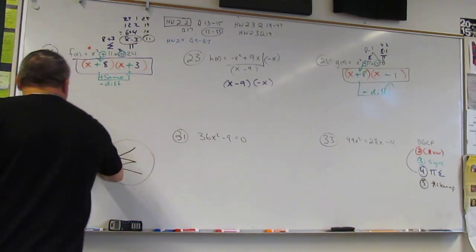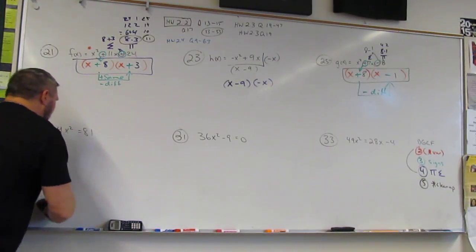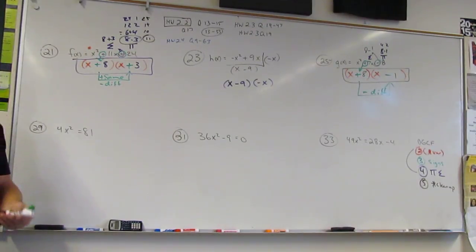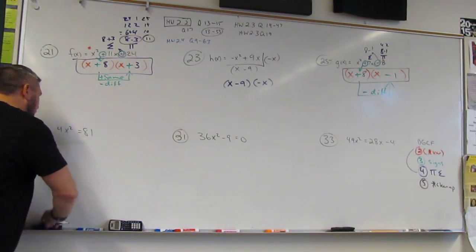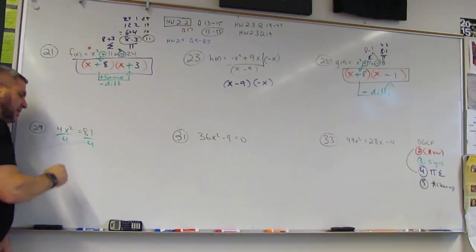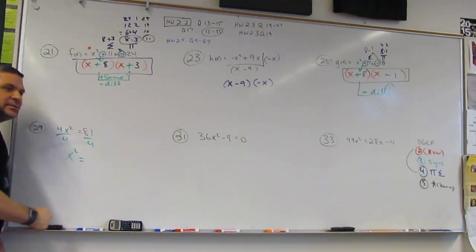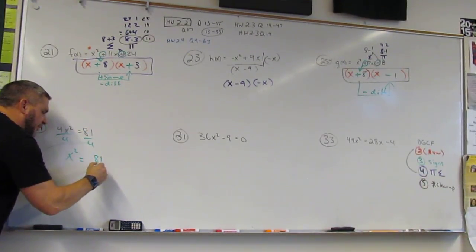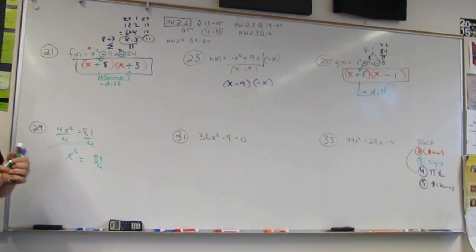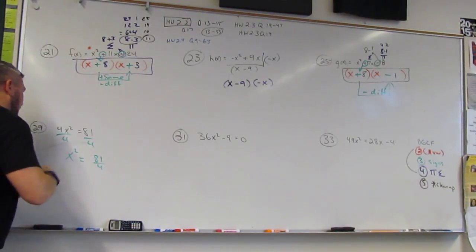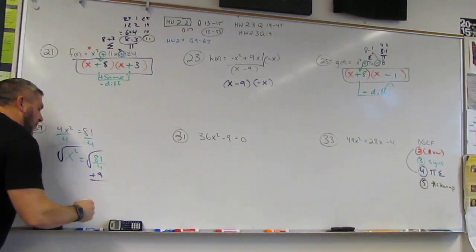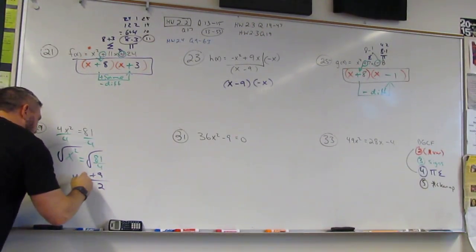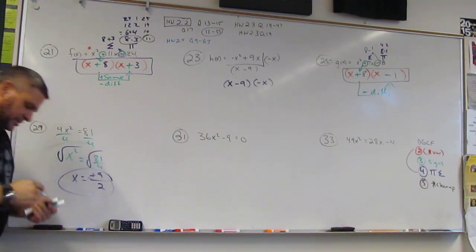Alright. Take a look at this guy. Two minutes? Alright, let's bust through it real quick. Minus 81. Divide by 4. X squared equals 81 over 4. Take a square root. What's the square root of 81? 9. Plus or minus 9. What's the square root of 4? 2. X equals plus or minus 9 over 2.